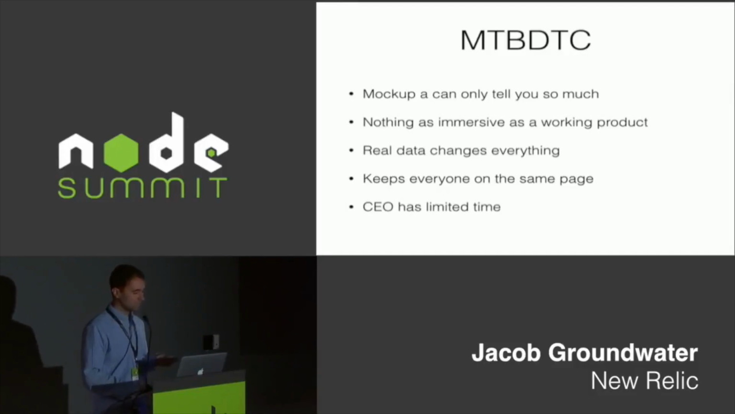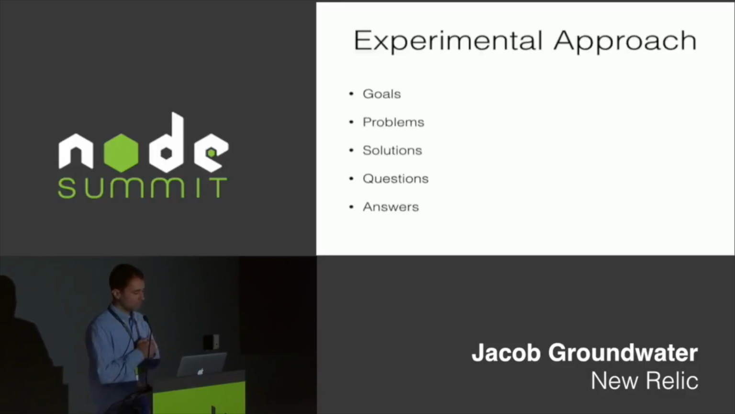So nothing is as immersive as a working product. Real data changes everything, and they have limited time. You kind of want that. So one of the ways I've gotten there is to follow this experimental approach: when I'm thinking of a product, what I look for is what goal a human has, what problems are obstructing that, and what solutions might alleviate that problem. Then question and answer: is my solution really going to solve that problem? And I iterate back and forth on this.